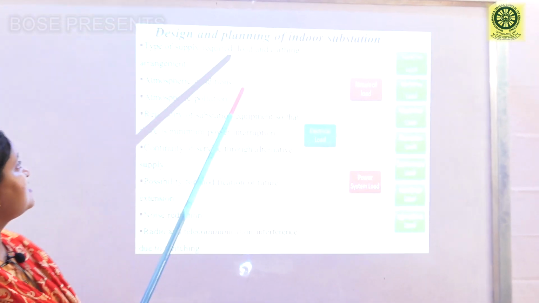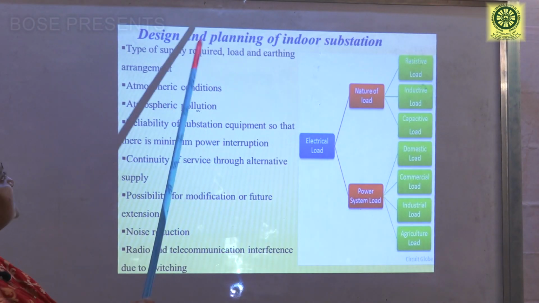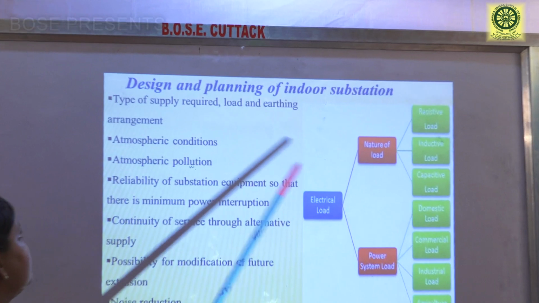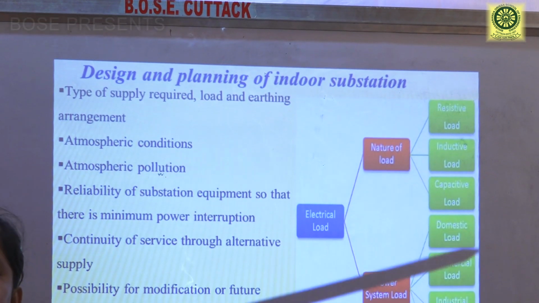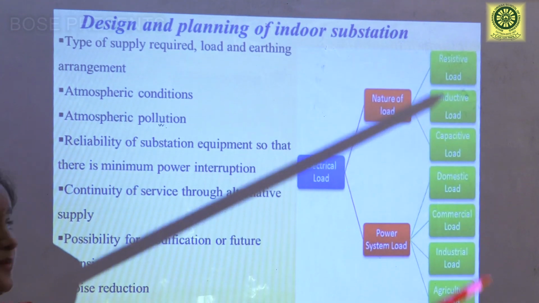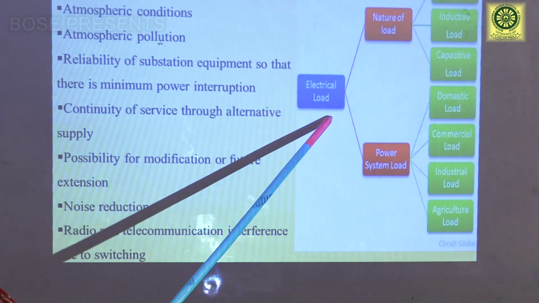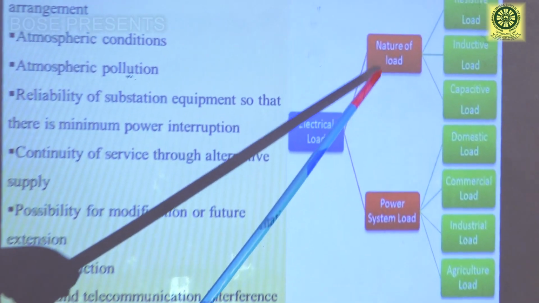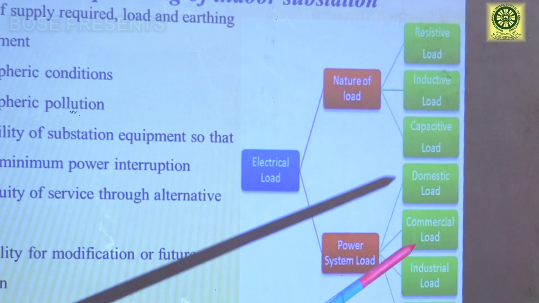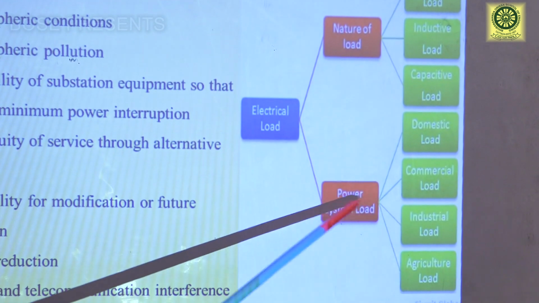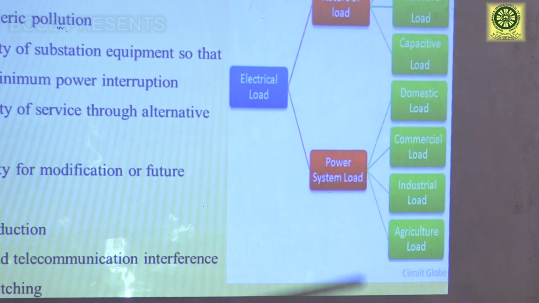Now let us come to design and planning of indoor substation. What are the points that we have to consider while designing and planning an indoor substation? First, type of supply required: 3-phase 3-wire or 3-phase 4-wire supply. Then load. Depending on the nature of load, electrical loads are of 3 types: resistive load, inductive load and capacitive load. On power system load, they are of 4 types: domestic load, commercial load, industrial load and agricultural load.